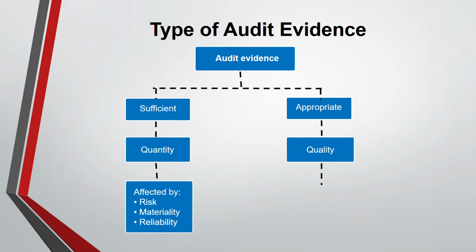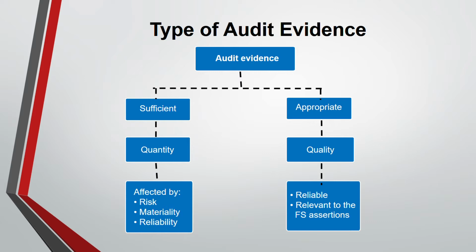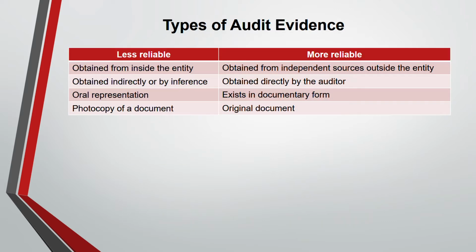Coming to the quality, quality is more about reliability. It has to be reliable evidence, and it has to be relevant to the financial statement assertions. For example, if you are saying that the sale is completed, that the sale existed on this date, it's an assertion that you're making on sales. So for that, what type of evidence are you using? The quality. So it depends.